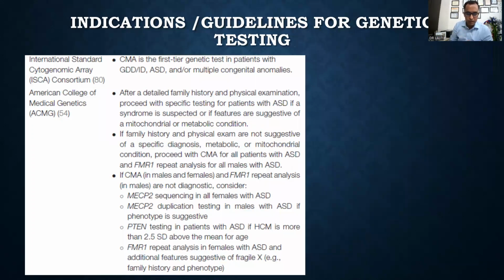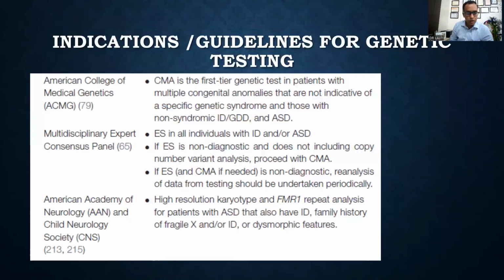I won't be able to read each and everything as the time is not there, but these are the guidelines as per the different organizations. As per the American College, I have told you CMA is the first genetic test which should be done. Then the multidisciplinary panel on genetics says it should be done in all individuals with ID or ASD. If exome sequencing is not diagnostic, and does not include copy number variants, then accordingly you need to go for the CMA if needed.